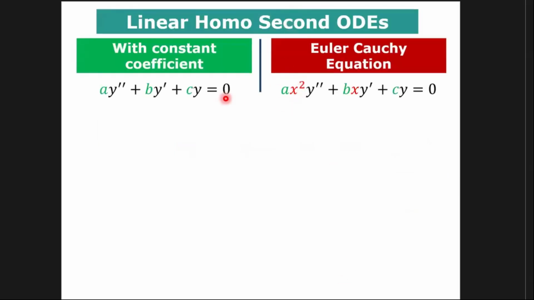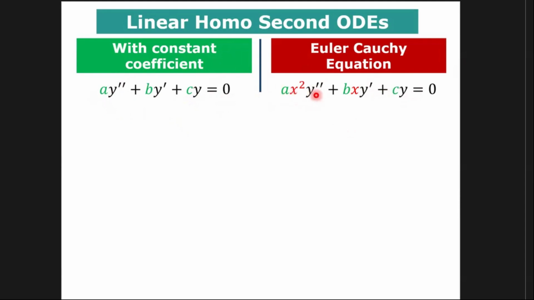So let's see what is the meaning of second order ODE with constant coefficient. So this is a general formula of a second order ODE with constant coefficient. Coefficient means the value in front of the dependent variables here. So A in front of y double prime, B in front of y prime, and C in front of y. Since A, B, C are constant terms, meaning that there are no x or t terms, then we call it constant coefficient.